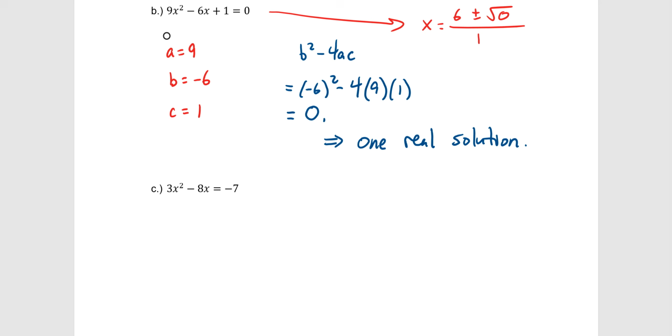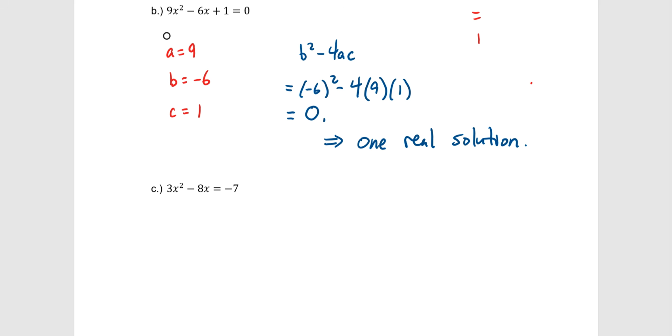0 over 18. Since this discriminant is 0, it's going to be x equals 6 over 18, which is 1/3. So we only get one answer here. That plus or minus doesn't matter at all because it was just plus or minus 0.